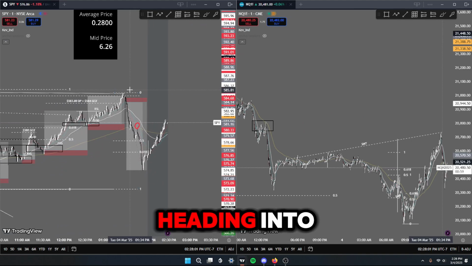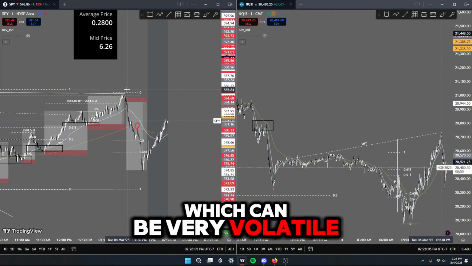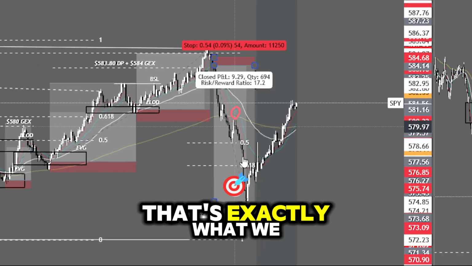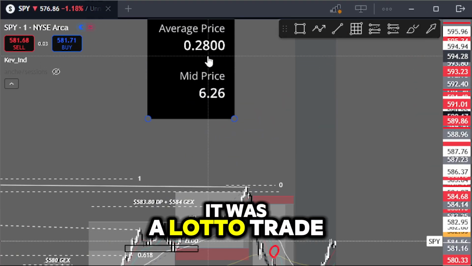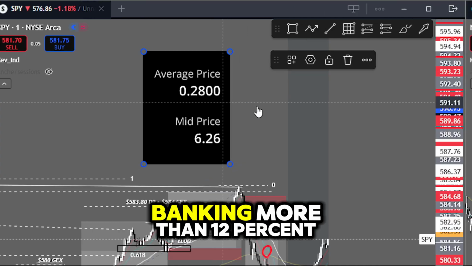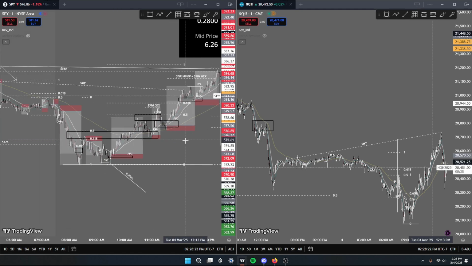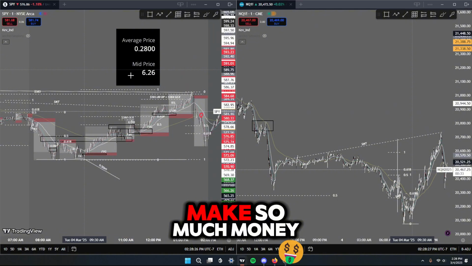And what are we also heading into? The final 30 minutes of market, which can be very volatile, especially after a very volatile day. That's exactly what we end up getting into. Super cheap contracts, as it was a lotto trade, but we end up banking more than 1200%. So let's figure out how I was able to just continue to make so much money.